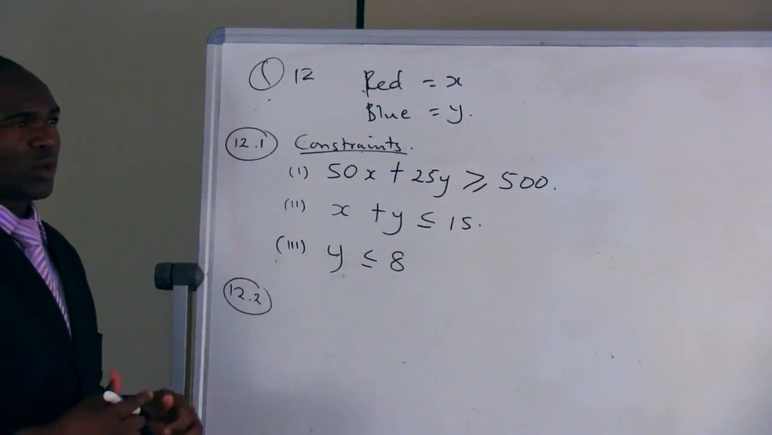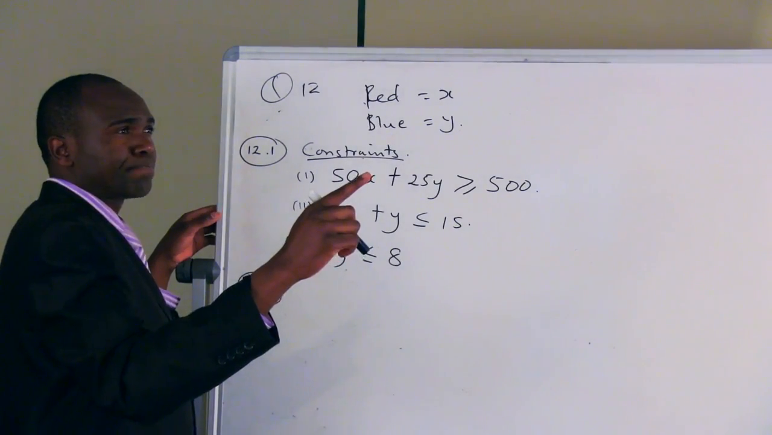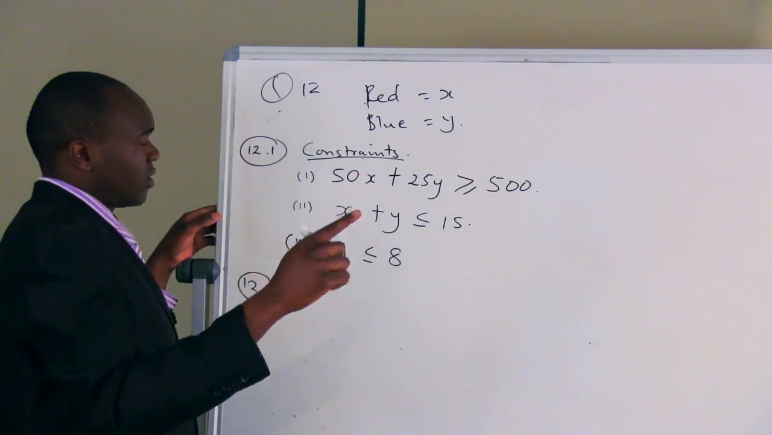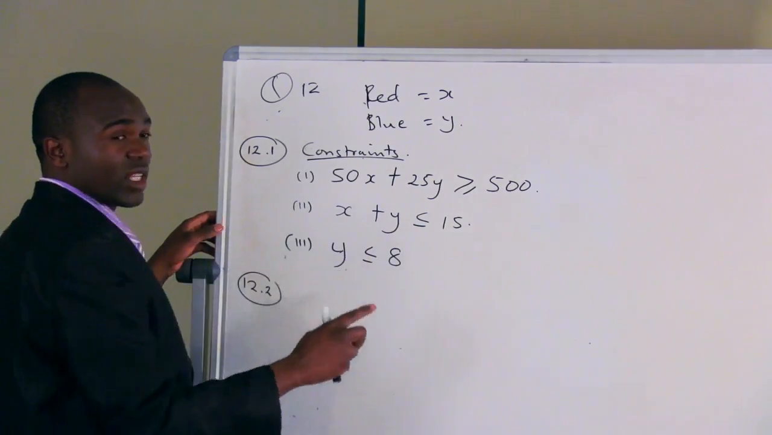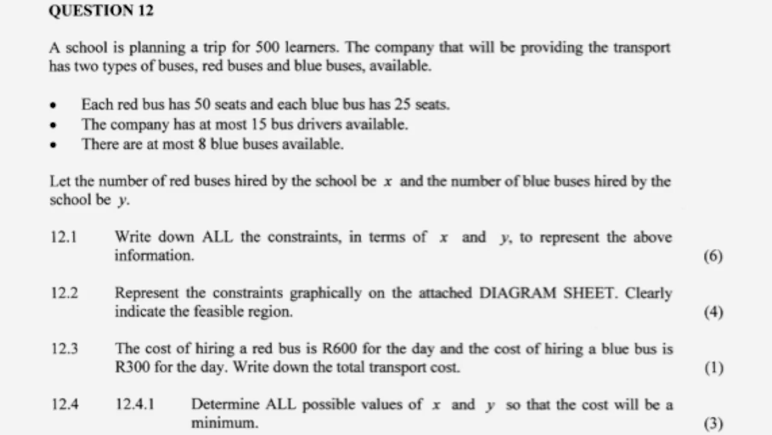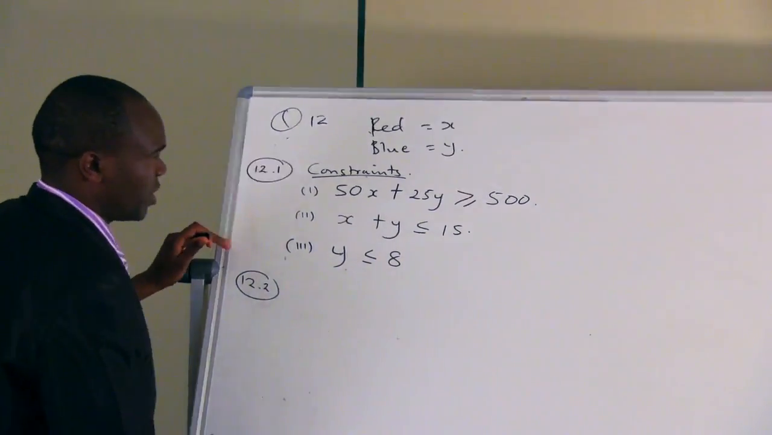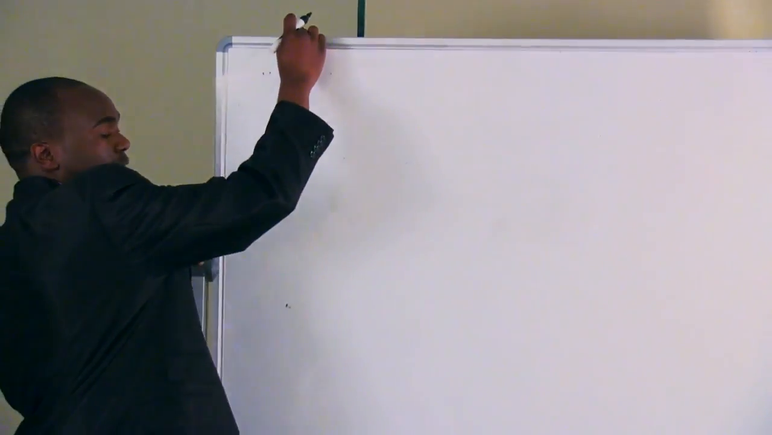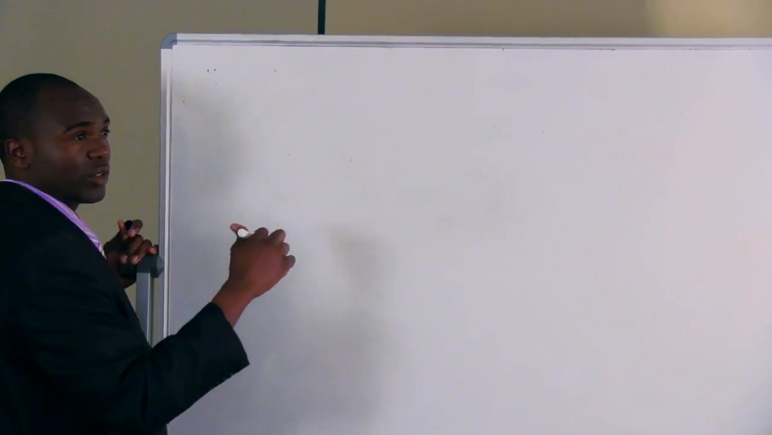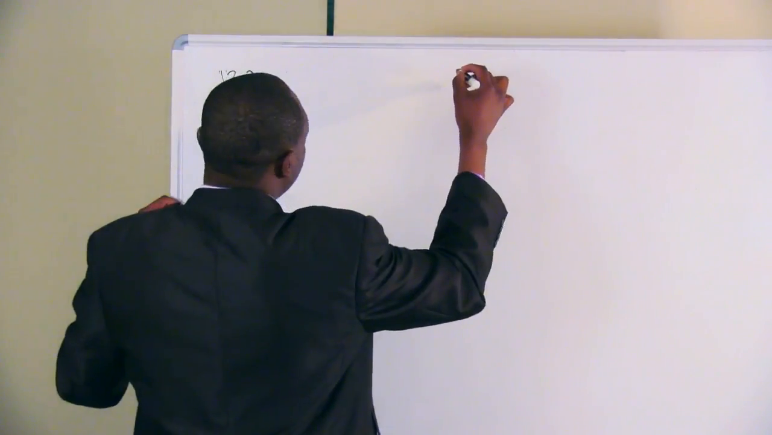Now what we need to do from this one? We are told that this one, and this one, these are the 3 things that we need to do, okay? So we need to represent all this information on the diagram sheet or on the graph. Alright. Let me use this other side. But that information you don't need to delete it because you are going to use it again. So 12.2, we draw.